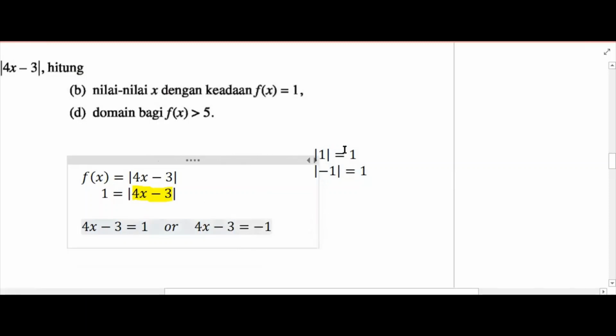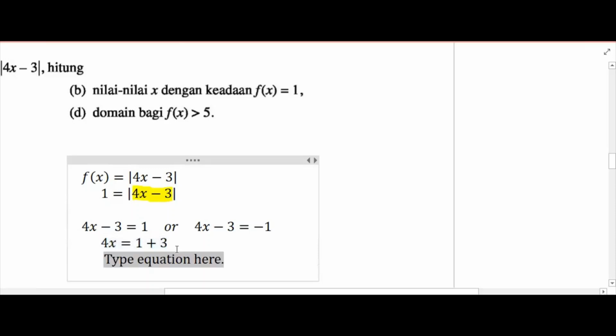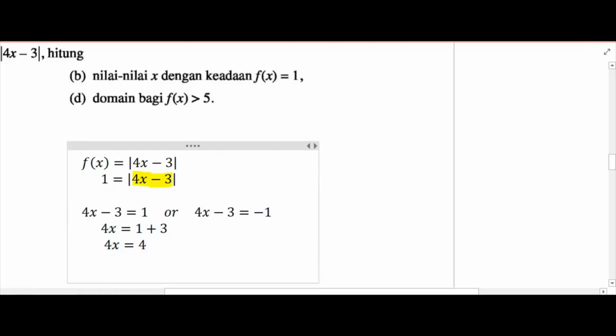Can be positive, can be negative. Okay, if you open the bracket, remember to make the number positive or negative. So here 4x minus 3 equals +1. I move the 3 to the right hand side, it becomes +3. So 4x equals 1 plus 3, which is 4. So x equals 4 over 4, 4 divided by 4, which is 1.